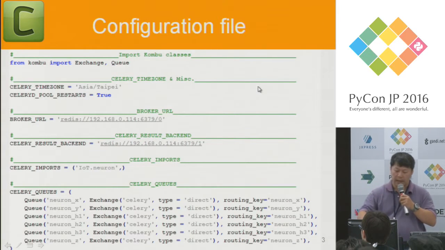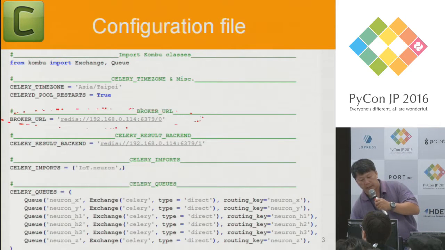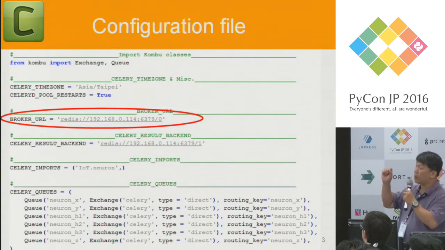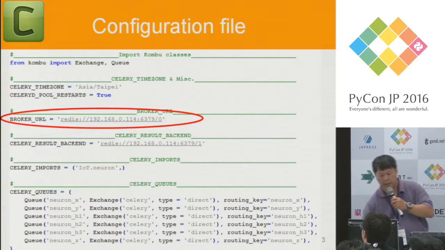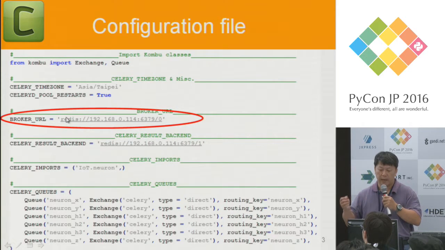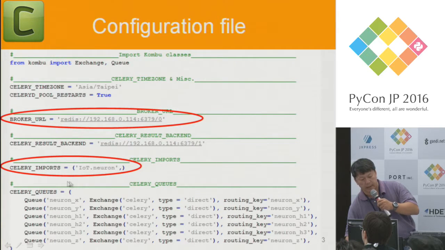There are some major points in this config file. First is where is the broker? The broker address, the network address of the broker. Also the type of the broker. Celery supports many types of the broker, like Redis or RabbitMQ. And the second most important point is the code definition we need to load in order to send out a message.